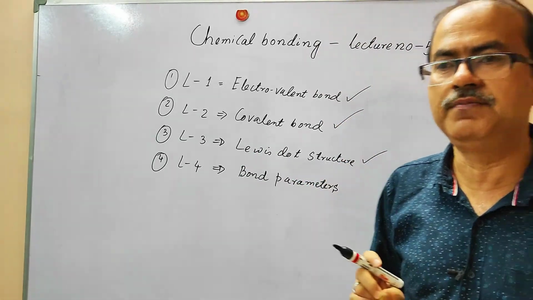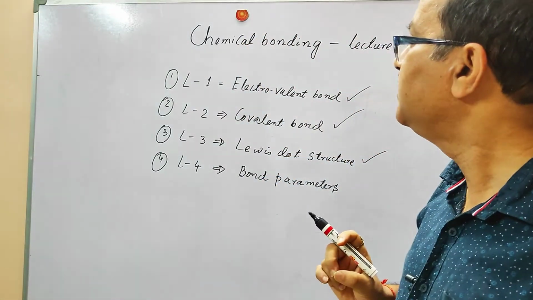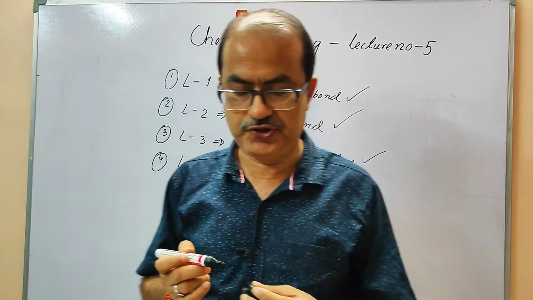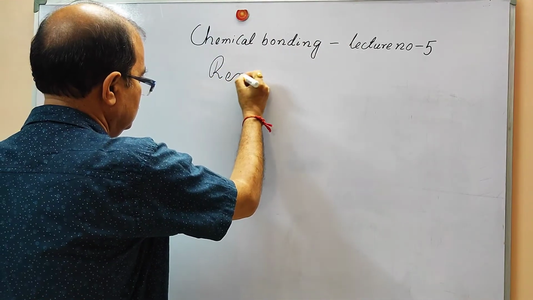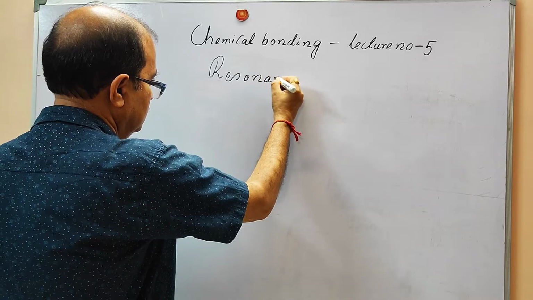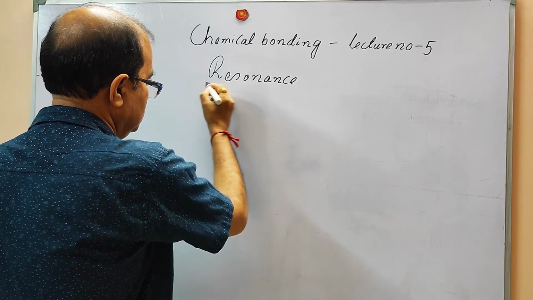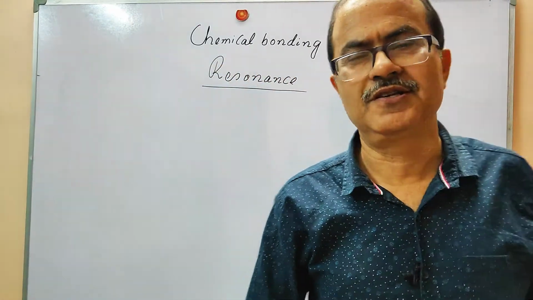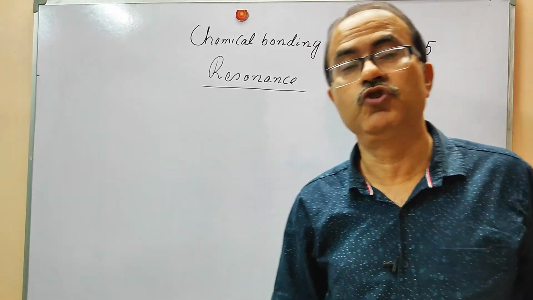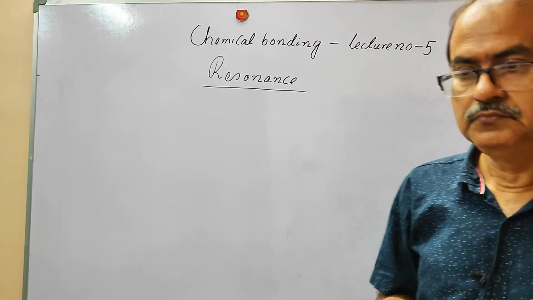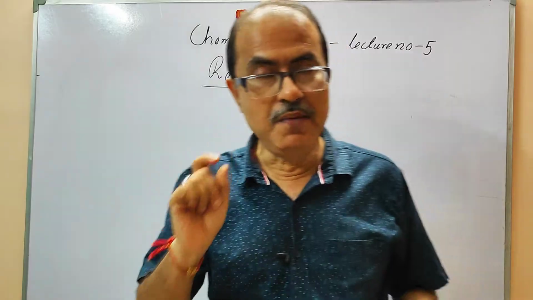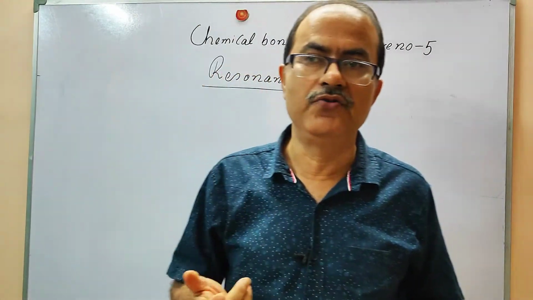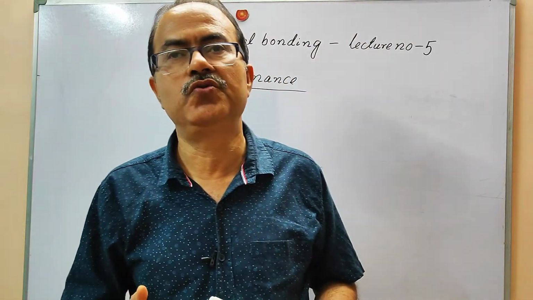There are some critical bond parameters that we should know. In this lecture we are going to discuss another very important topic, that is resonance. It is observed for some molecules like ozone, carbon dioxide, carbonate ions, and carbon monoxide molecules.